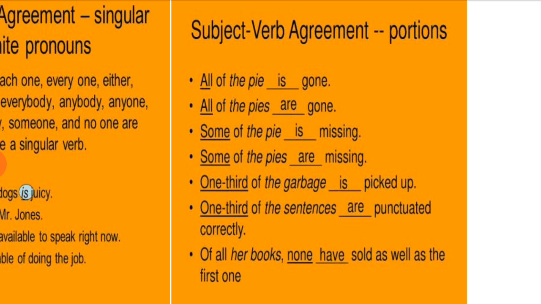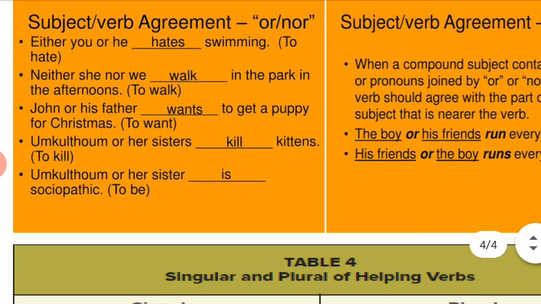Some of the pie, that means we are only talking about some part of the pie, perhaps 1/4. Okay, that is missing. But some of the pies are missing, are gone. Let's say 1/3 of the garbage is picked up. It will be wrong to say 1/3 of garbage are picked up. Wrong, because we are talking about a very small part of that garbage heap. Okay, so please read all of them.